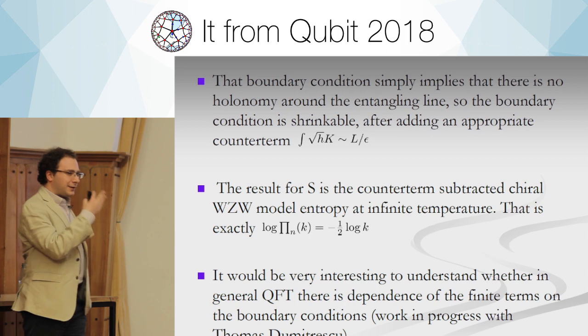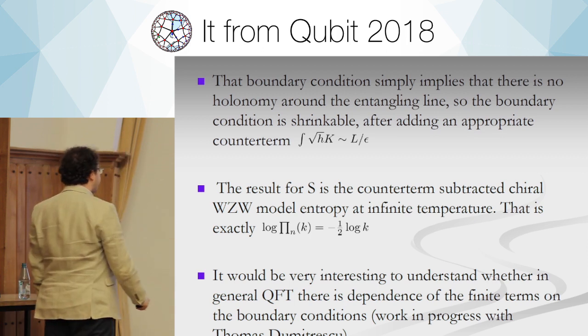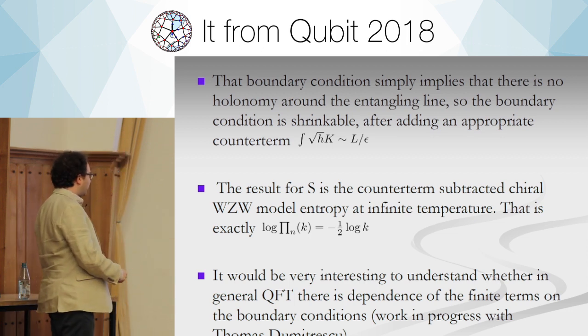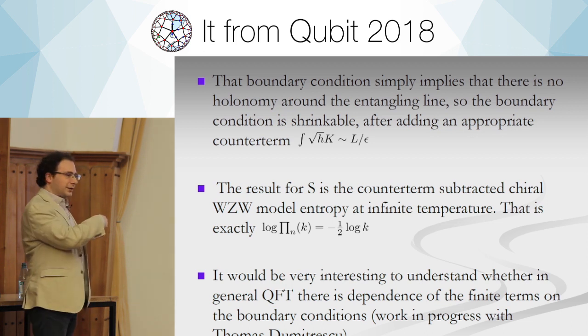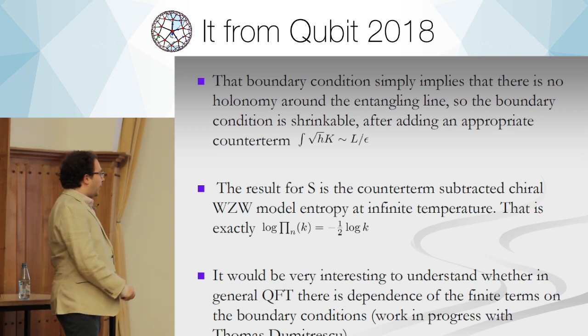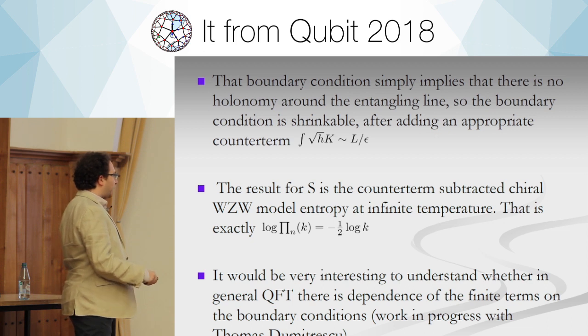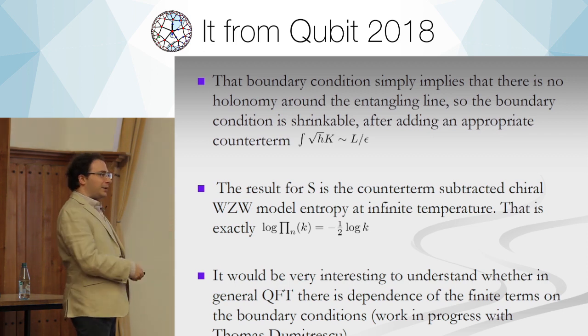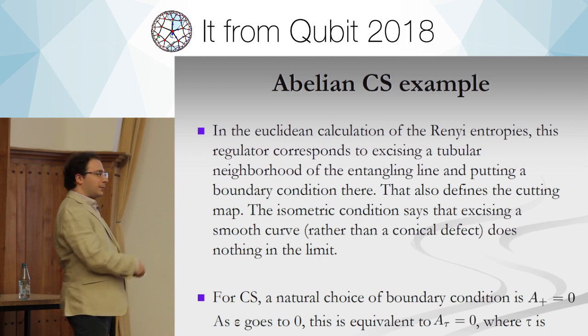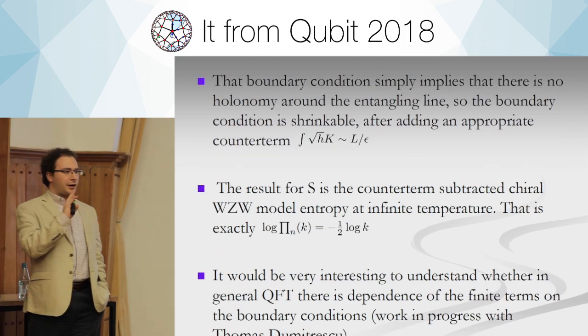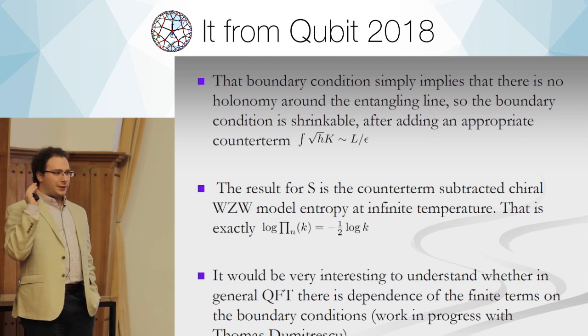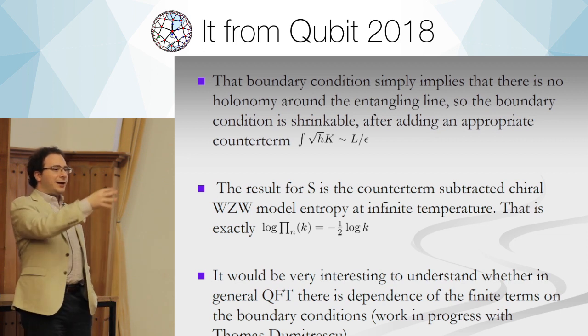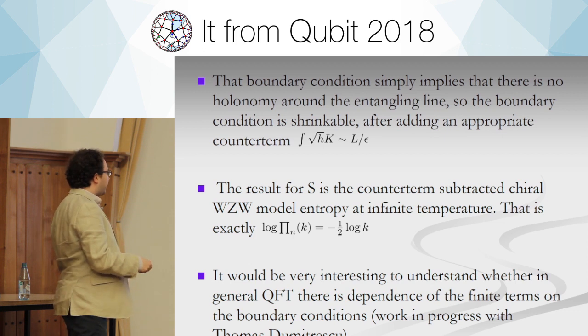Okay, so I think this is an old story, but maybe I said it a little bit differently. But actually, I think it would be very interesting to understand whether in general quantum field theories, not just in this topological case, there is any dependence of the finite terms on the boundary conditions of this type, once you impose this isometric condition. Of course, if you don't impose that, I get any answer. It's not the right calculation because I just multiply the state by 5. But if I impose the unitarity condition, it still seems interesting.